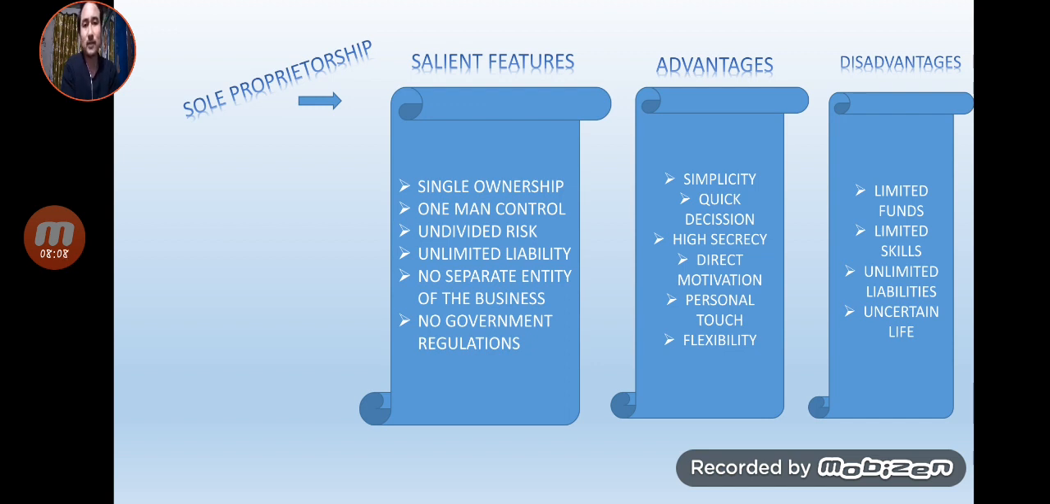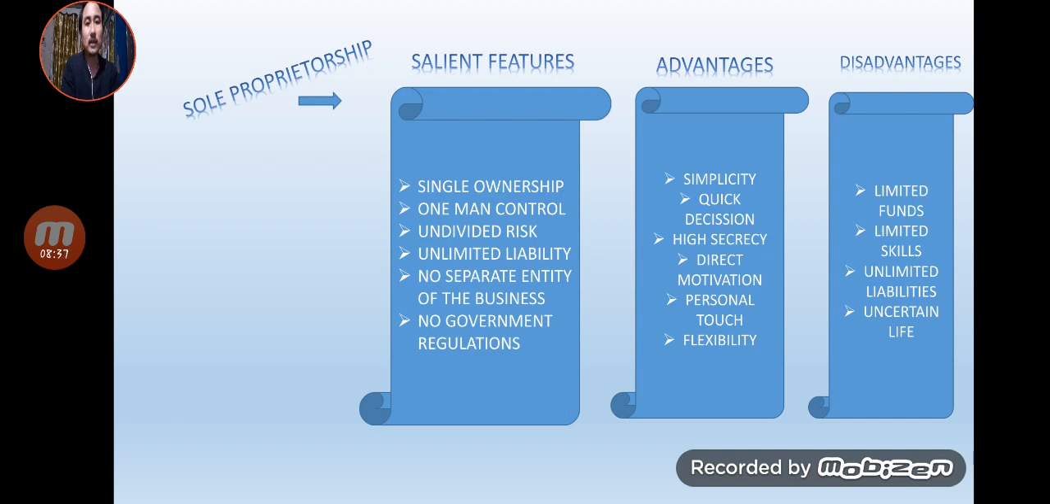And uncertain life. Normally, since this type of business is run solely by the proprietor, sometimes it might happen that the family members of the proprietor will not carry forward the business, or if something happens to the proprietor or the owner of the business, there's a high chance that the business will also shut down. So these are the advantages and disadvantages of the sole proprietorship type of business.